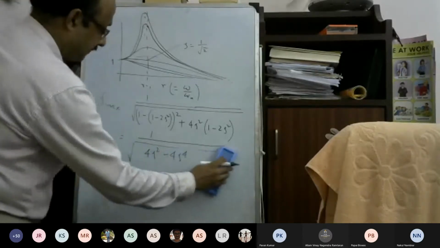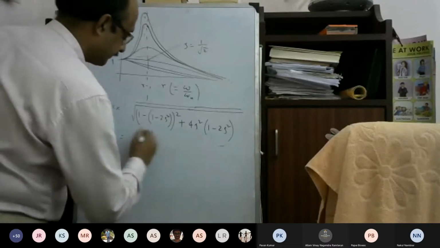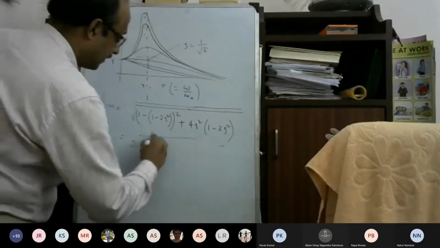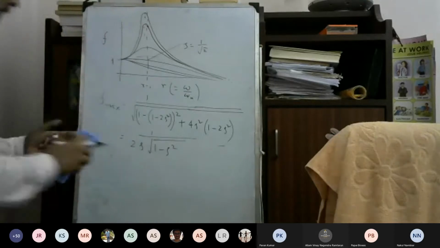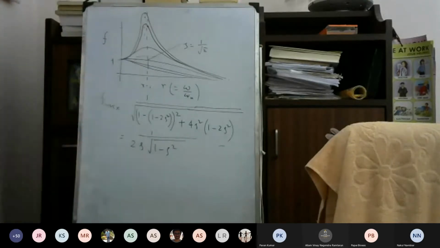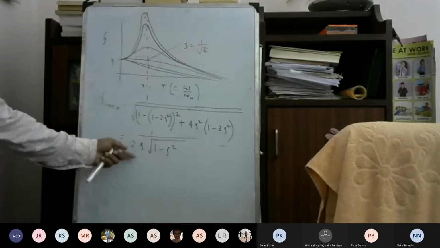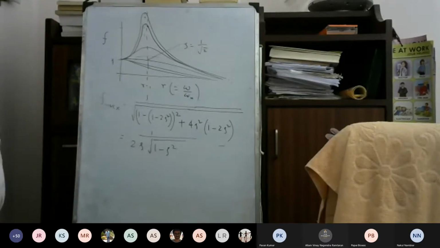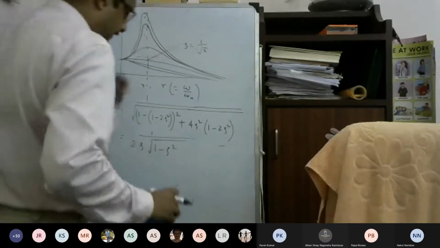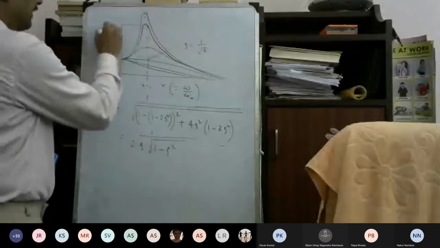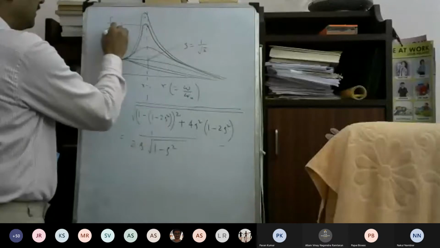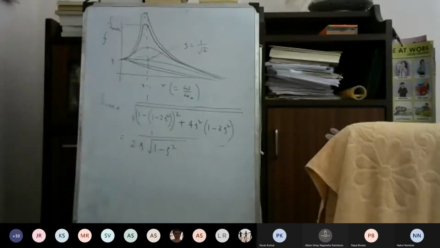So this will be equal to 2 zeta under root 1 minus zeta square. That will be the F max value. All right, so what we get is that the maximum value, F max, will be equal to 1 by 2 zeta under root 1 minus zeta square.